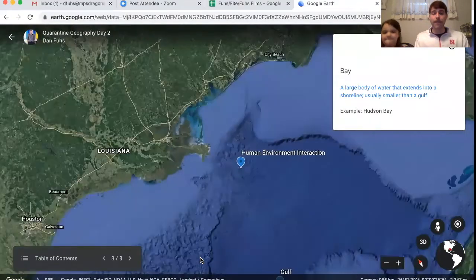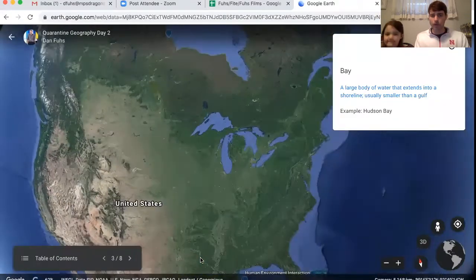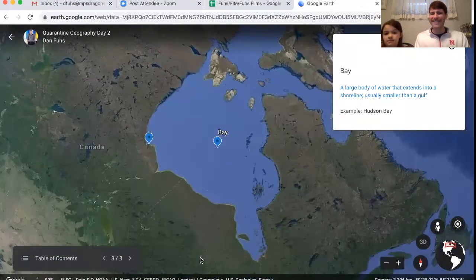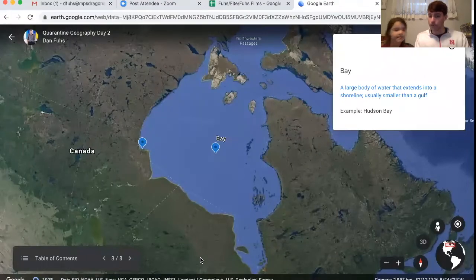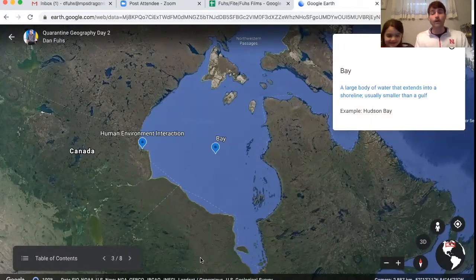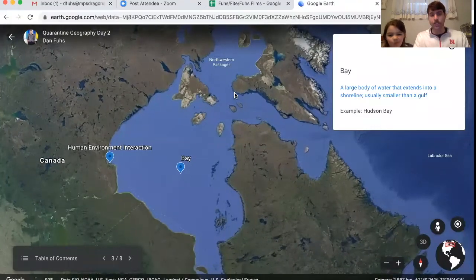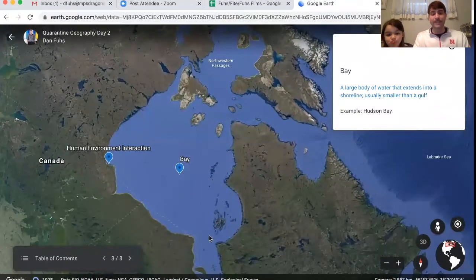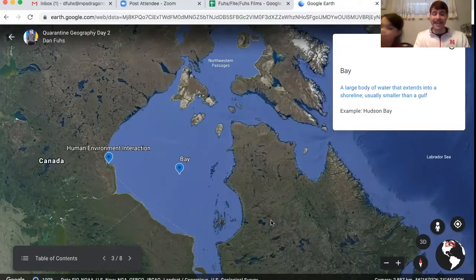Now, like I said, a bay is usually smaller than a gulf and usually not quite as deep. A gulf, like the Gulf of Mexico, is very deep. Yeah, Adeline? Oh, do you see that? Yeah, so a bay is a large body of water that extends into a shoreline, usually a little bit smaller than a gulf, sometimes a little bit wider in its mouth opening rather than deeper, like a gulf. And a good example is the Hudson Bay up in Canada.